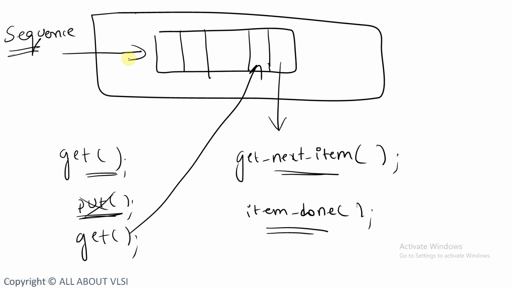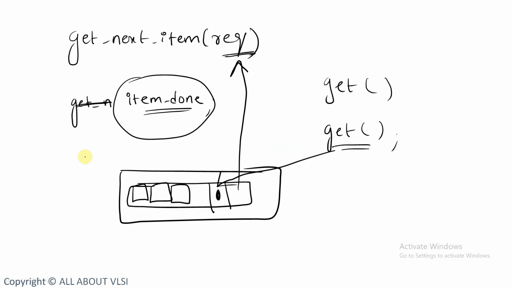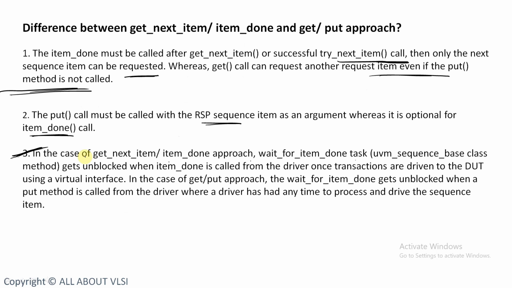So this session's agenda was to discuss your driver and sequencer connection and how they communicate with each other. And where are the driver and sequencer connected? They are connected in the agent. That is how we establish our connection and how we communicate between our driver and sequencer. So that's all about this particular session.